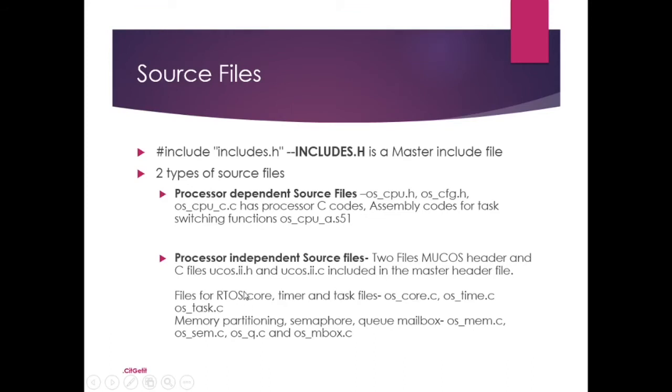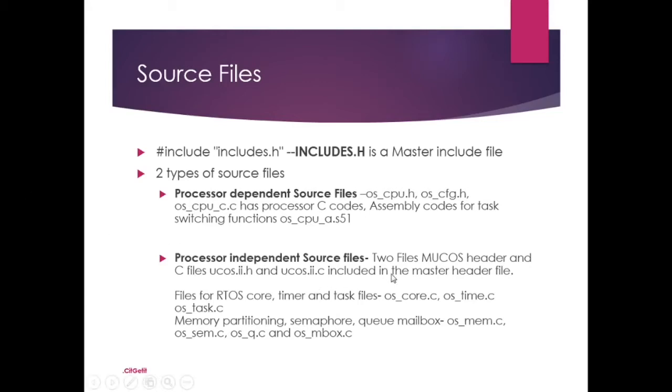Then there will be files related to the RTOS kernel, which is os_core.c. Then there will be files related to the timer, which will be os_time.c. Related to task management, it will be os_task.c. Then there are files related to memory partitioning, semaphores, queues, mailbox, etc. And all this will be there. So in summary, we can say that the source files are classified basically into two. One is dependent upon the processor, which consists of details regarding the portability, so that it consists of the os_cpu.c and .h files.